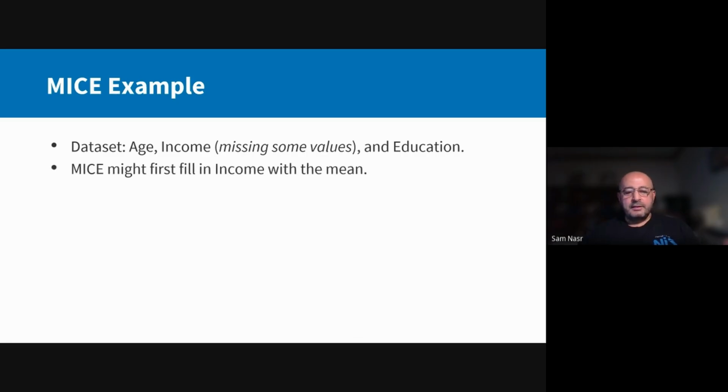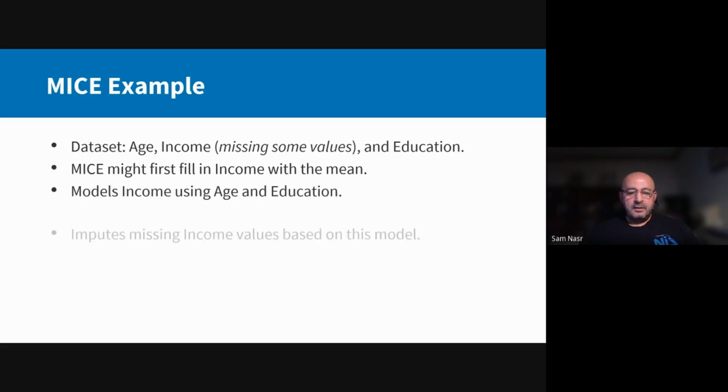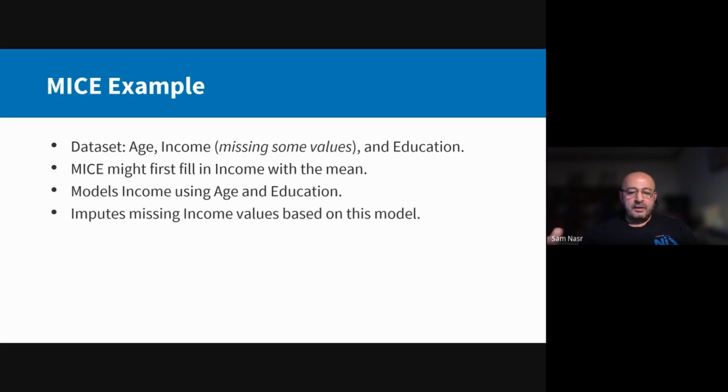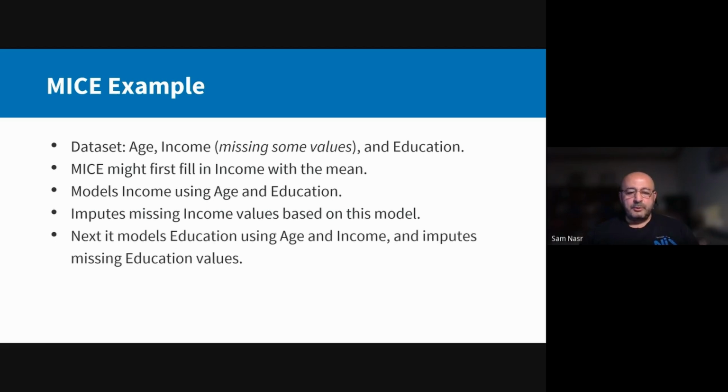And so the way it's going to work is it's going to fill in the income with the mean average, and then it's going to model the income using the age and education, impute the income missing value based on that model that it developed in the third step, and then continue to iterate through it multiple times to ensure that this value is correct after doing the several iterations.